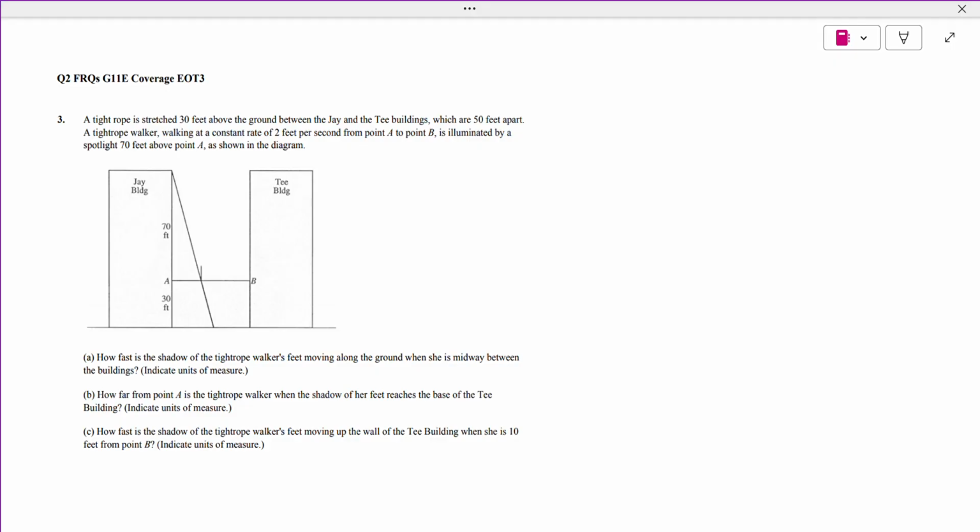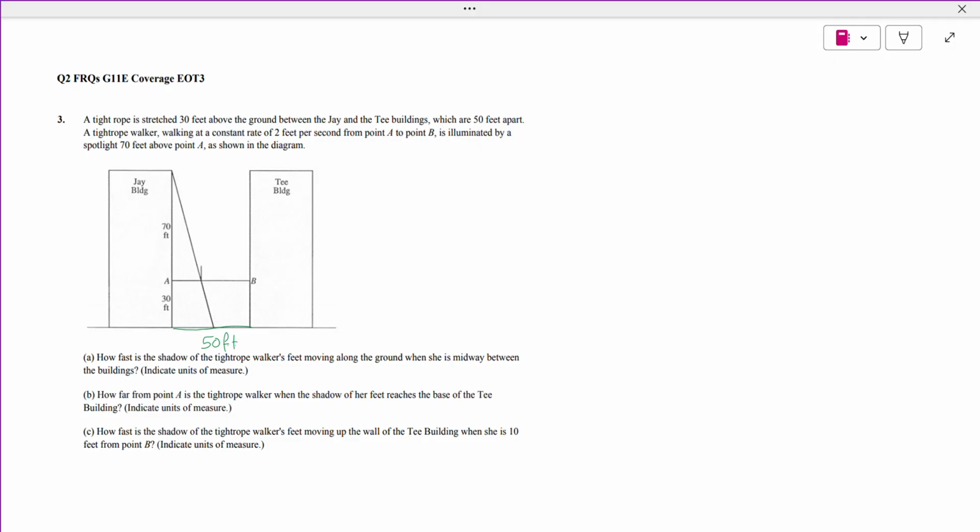In this video we will be doing another question from the file, question 2 of the coverage of a grade 11 elite. So we have two buildings as shown. They are 50 feet apart. So this is 50 feet apart.